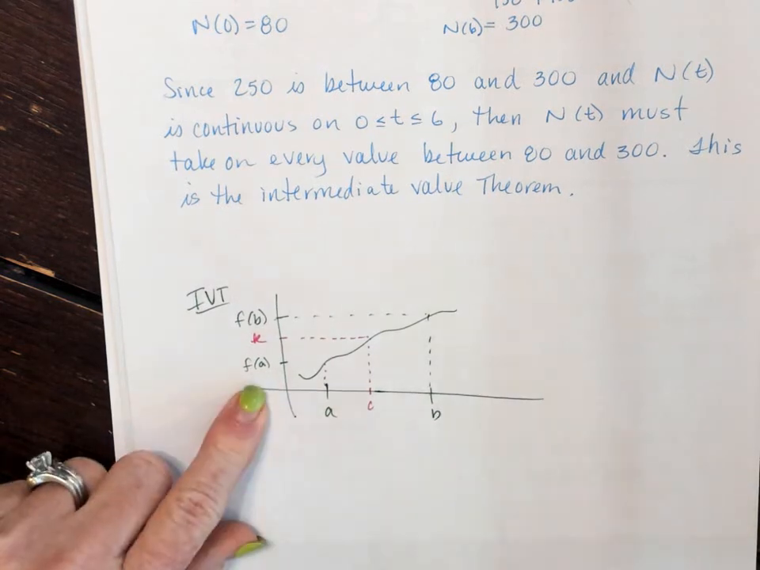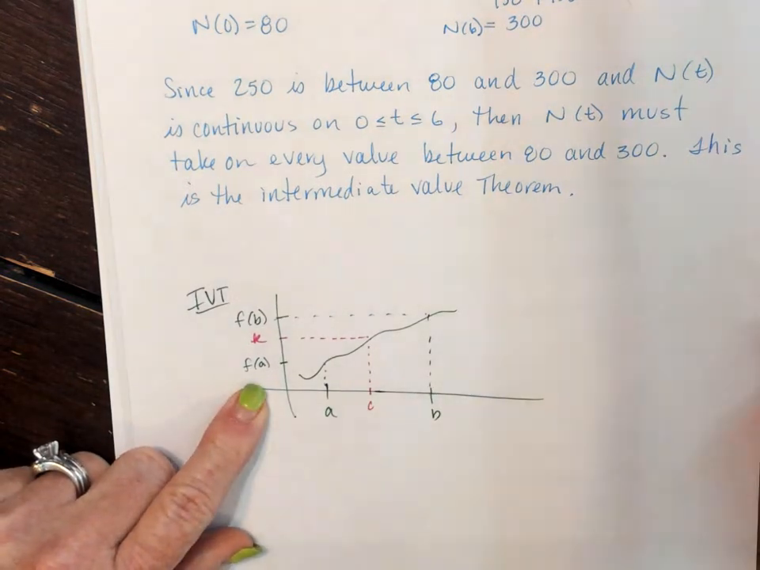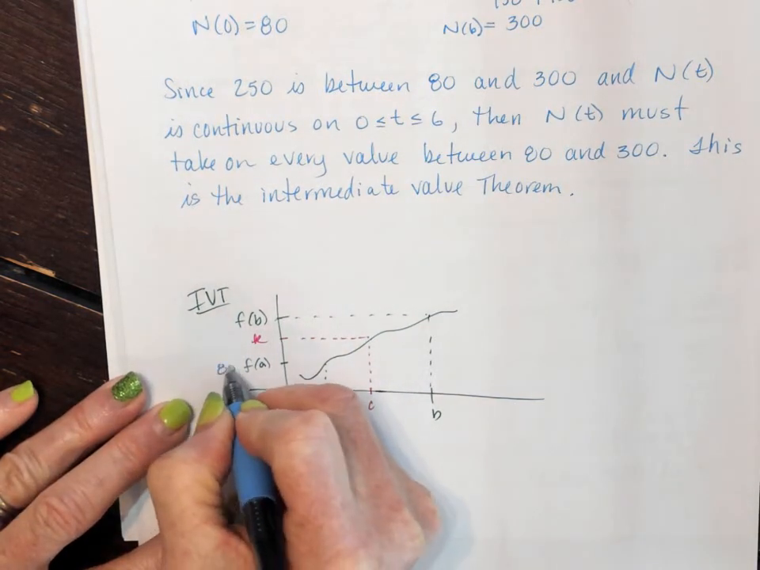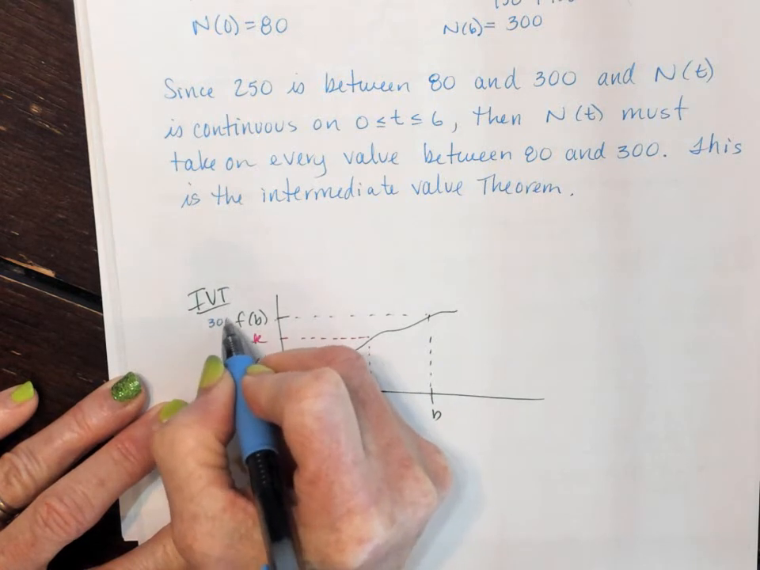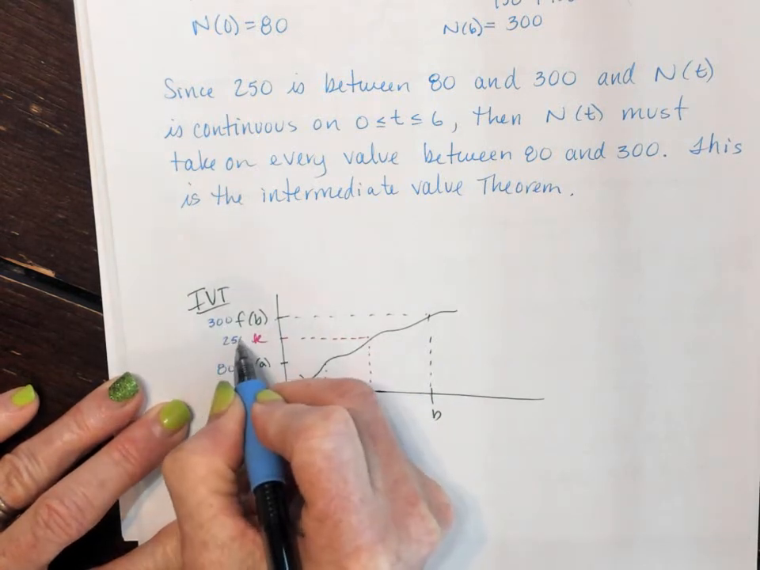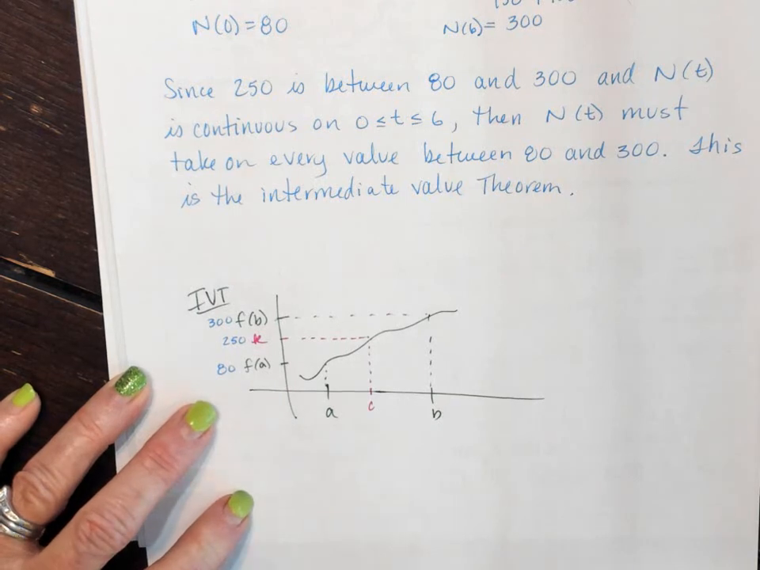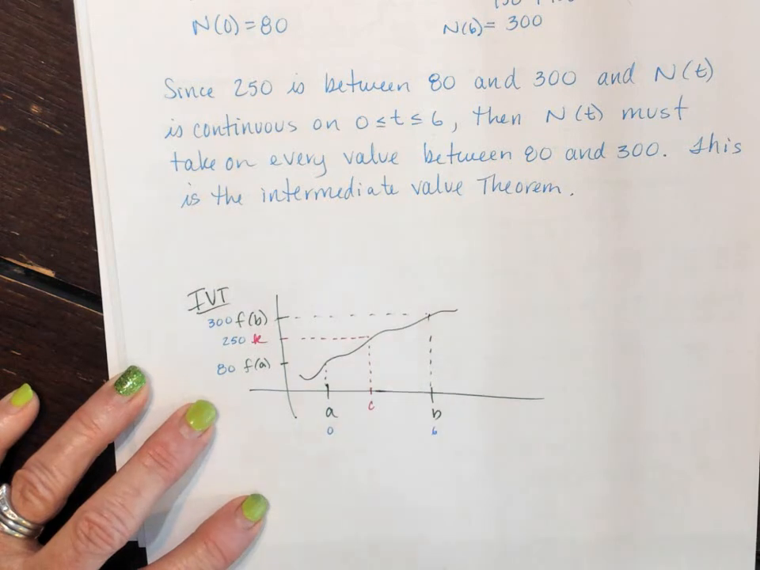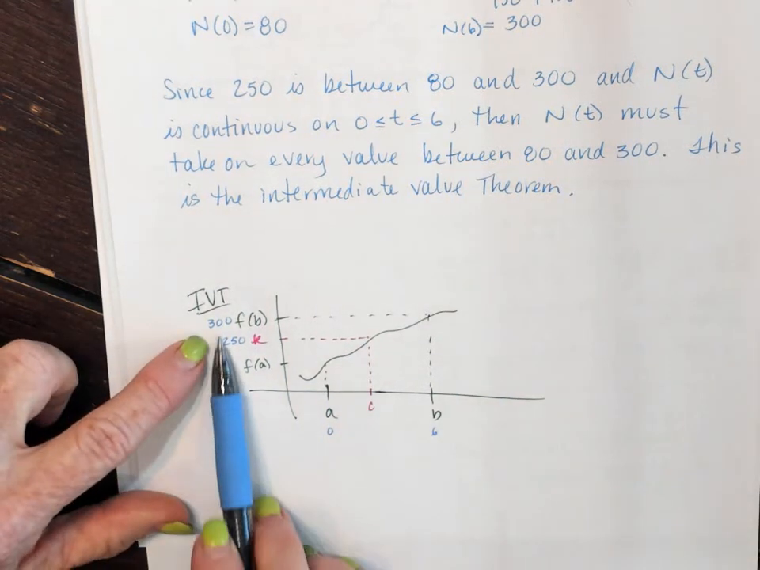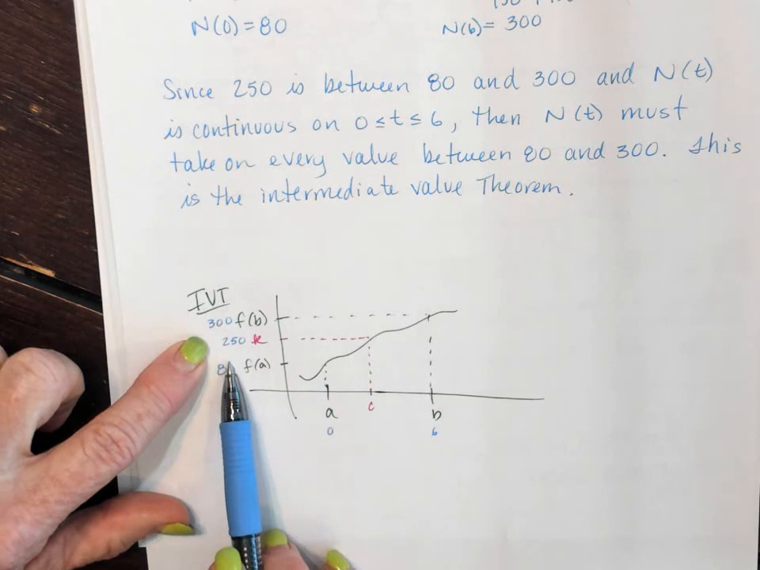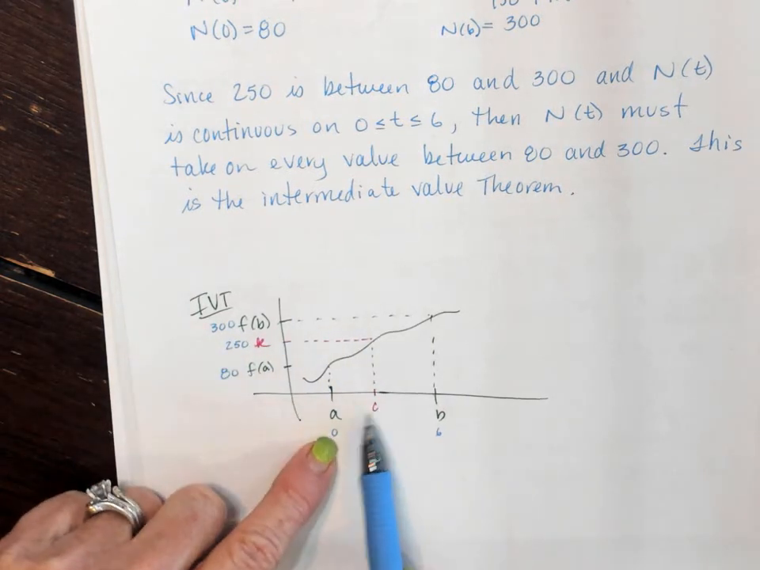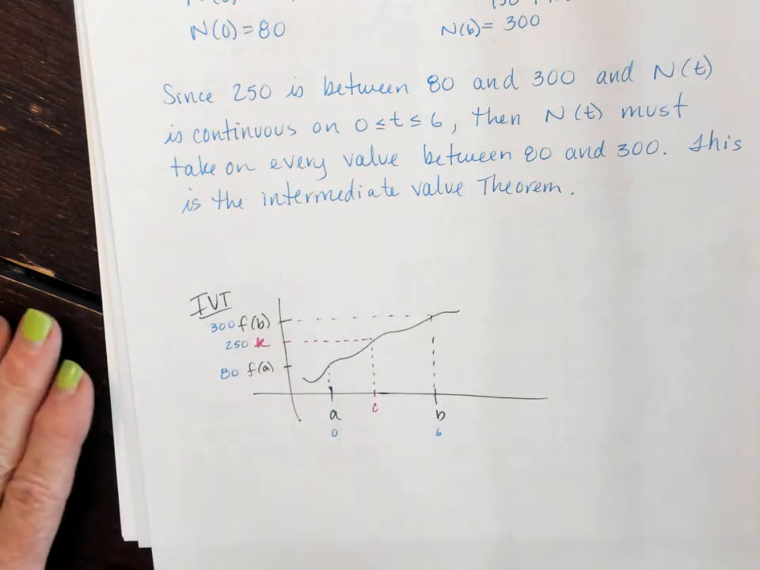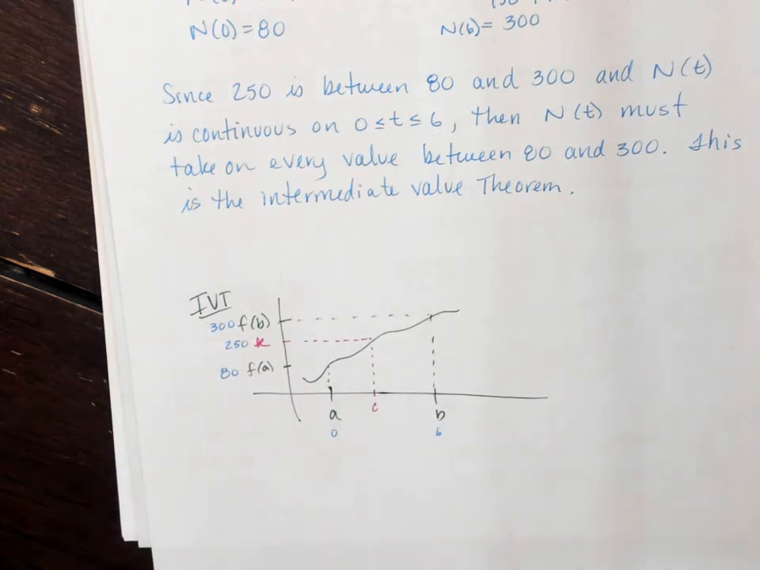If we look at it, then this, like to this problem up here, that f of a, that's 80, f of b is 300, and your k value is 250. So the times here were 0 and 6. So if you choose any number in between 80 and 300, there must have been some number in between 0 and 6 that produced that particular 250 numerical value.